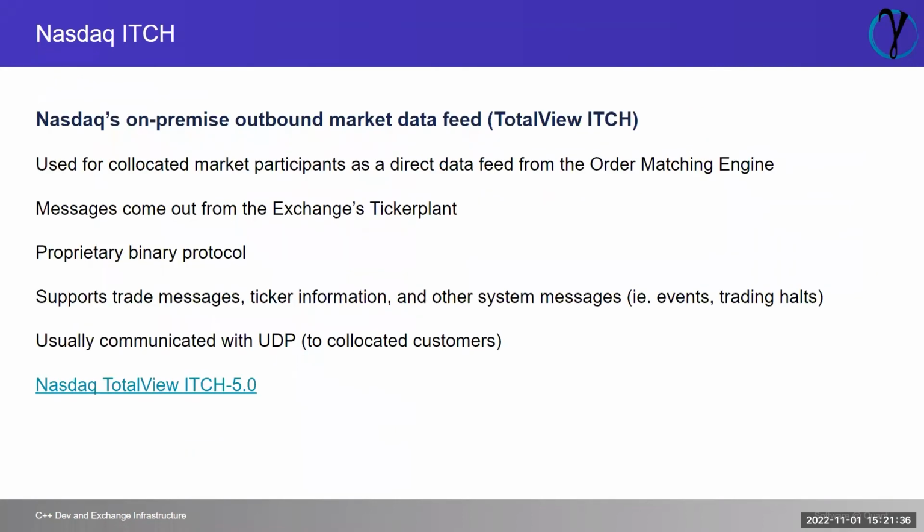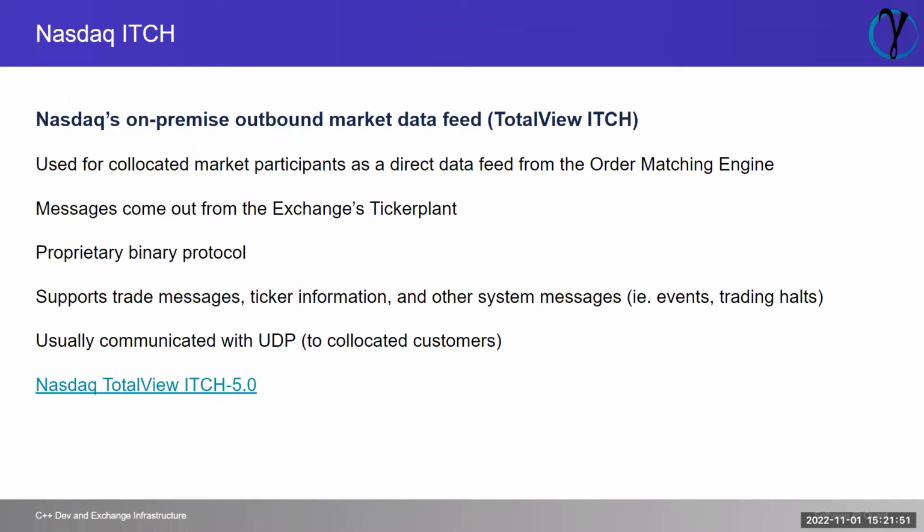And then let's talk about ITCH. ITCH is the market data feed from NASDAQ. This is only for co-located participants. Co-located means that you're in the same data center as them. So the messages come out from the exchange's ticker plant.